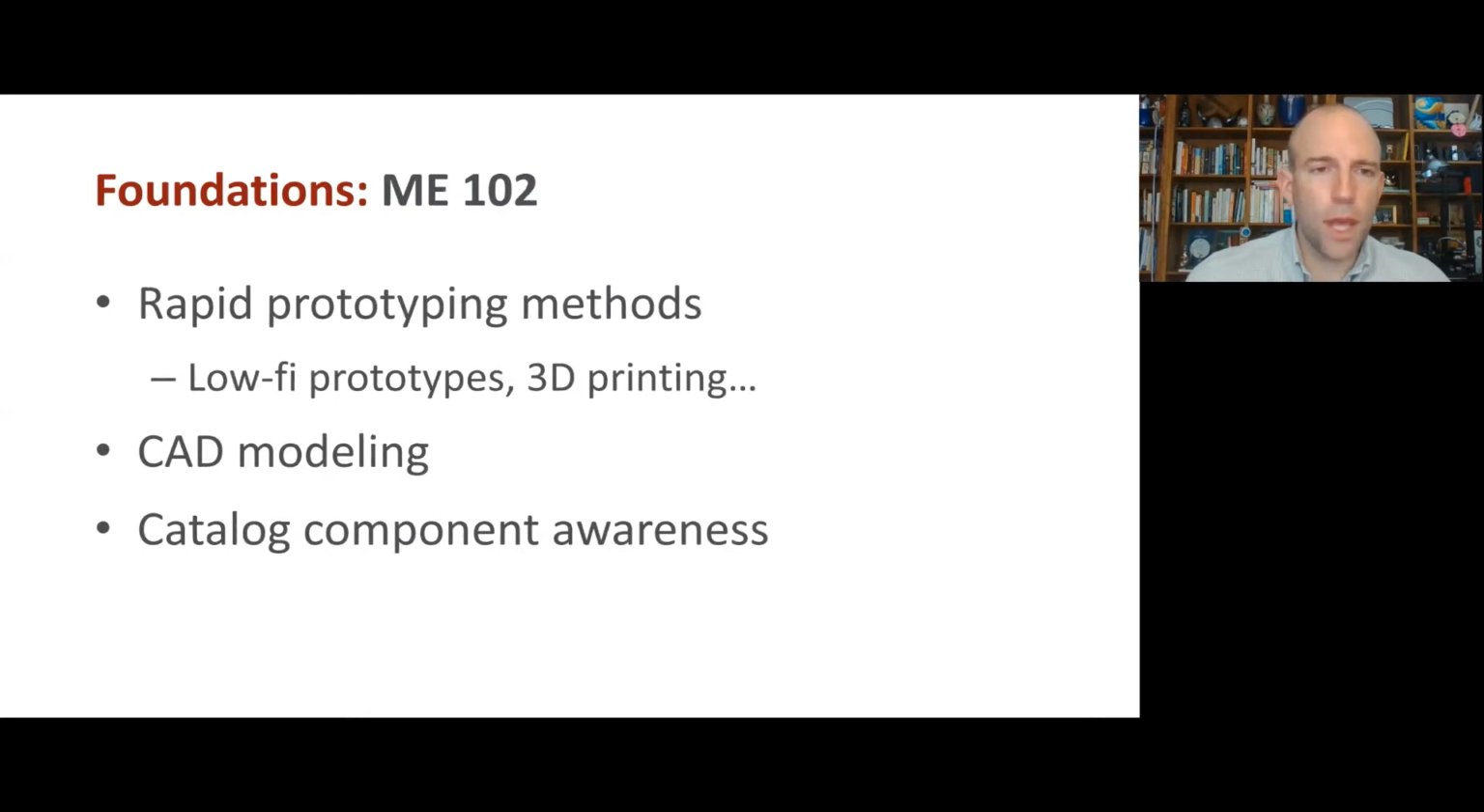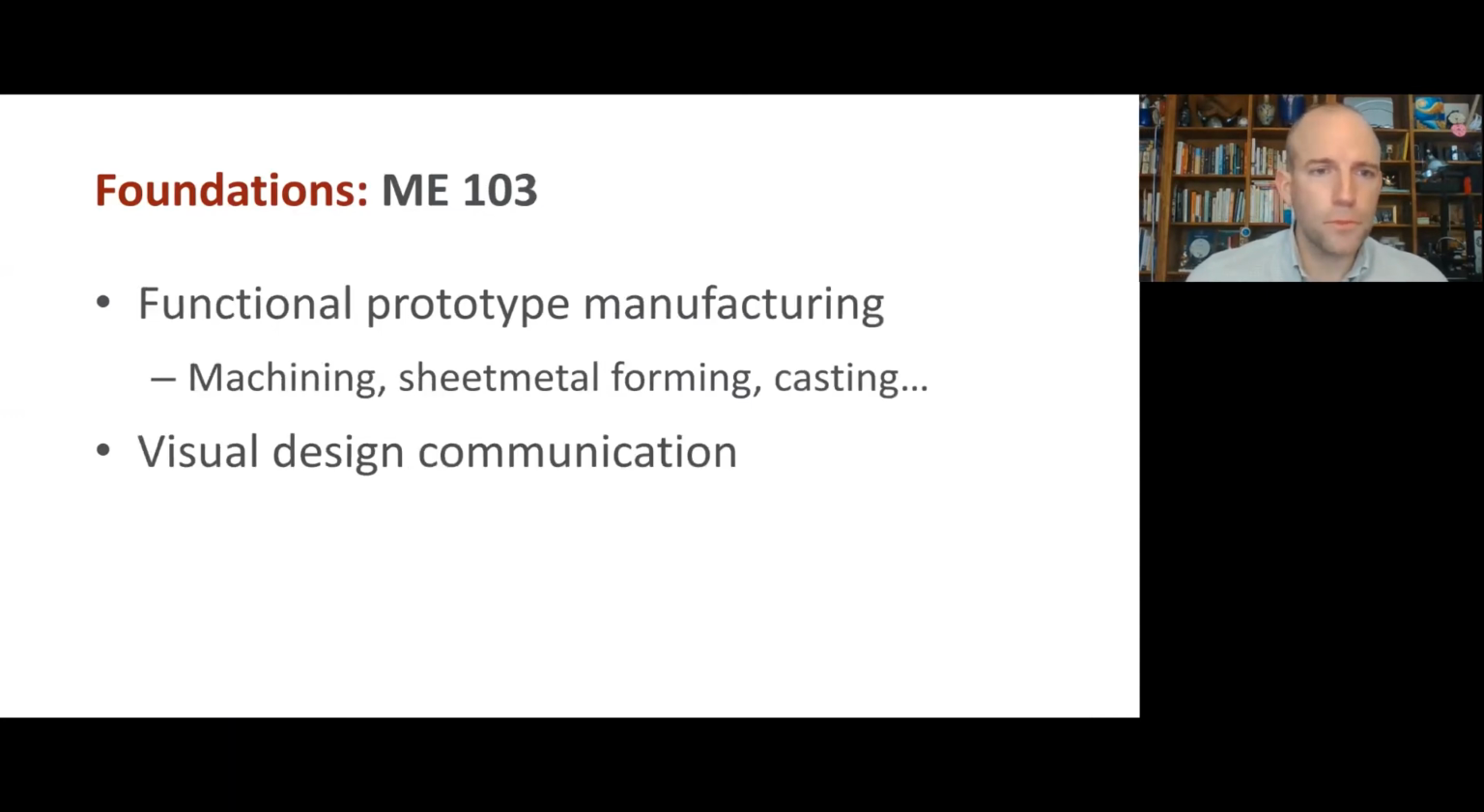From the ME 102, and this is Foundations in Product Realization, we'll draw on our experience in rapid prototyping methods, including making low fidelity prototypes and 3D printing. And also CAD modeling with either SolidWorks or Fusion 360, and some awareness that we've developed from that course of the kinds of components that are available from catalogs. From ME 103, we'll draw on an understanding of functional prototype manufacturing and the use of visual communication in designs.